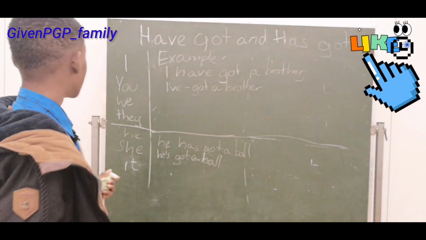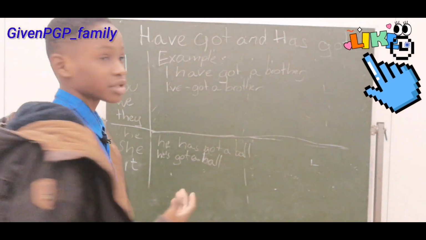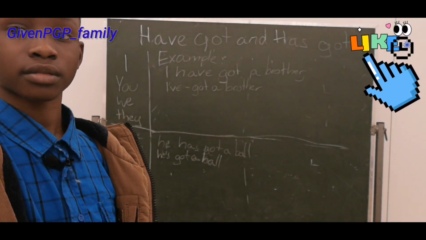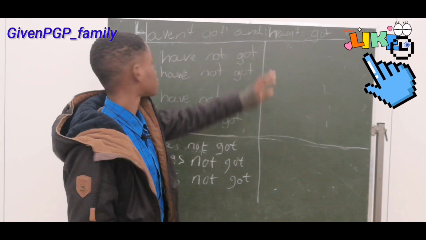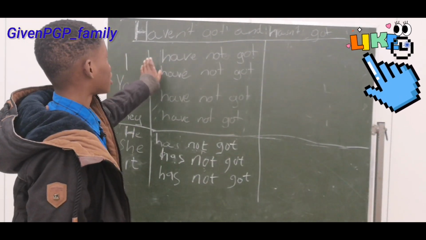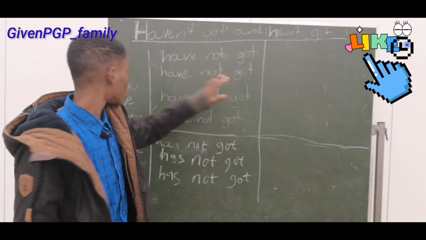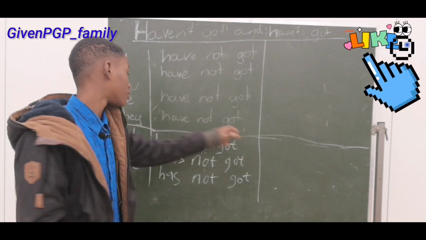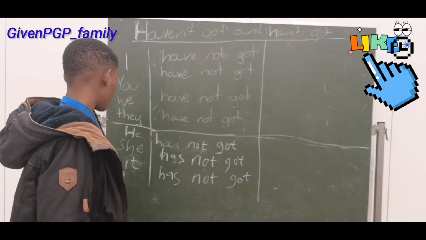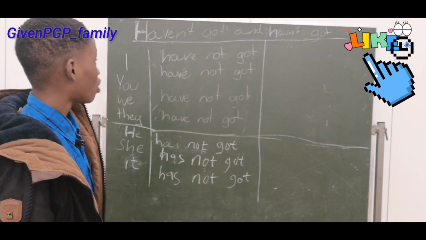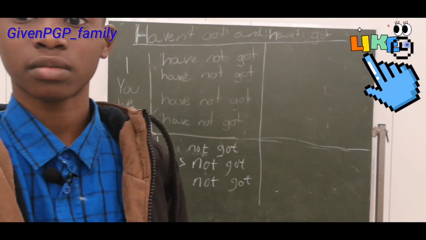Okay? So let's do this all again, but with the negative forms. So guys, haven't got and hasn't got. So all long forms. I have not got. You have not got. We have not got. They have not got. He has not got. She has not got. It has not got.